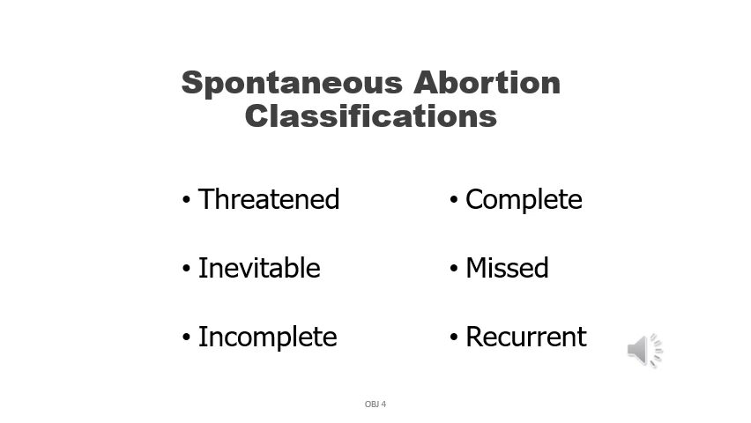This slide just shows the different classifications of spontaneous abortions. There is threatened, inevitable, incomplete, complete, missed, and recurrent. Remember, a spontaneous abortion is one that typically happens in the first 12 weeks before there are any signs or symptoms of pregnancy. Most often it happens due to congenital anomalies or abnormalities, infections, or endocrine disorders.